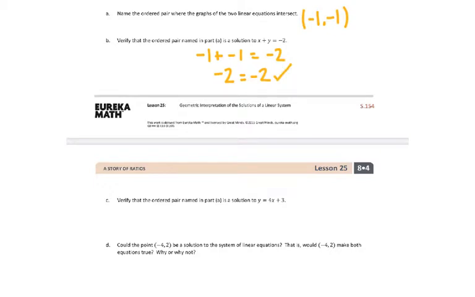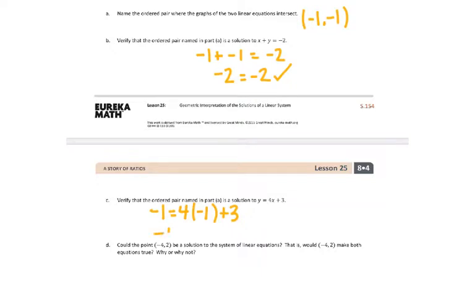But remember, we're looking at systems of linear equations. So we also want -1, -1 to be the solution to the other linear equation in our system, which is y equals 4x plus 3. So down here, I'm going to plug -1 in for y, and I'm going to plug -1 in for x, and I'm going to solve this problem to make sure that both sides of my equation are equal.